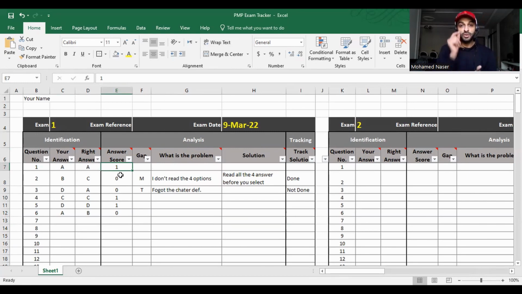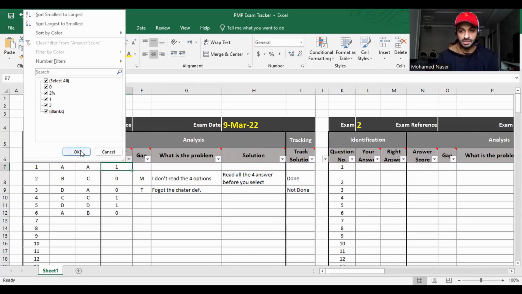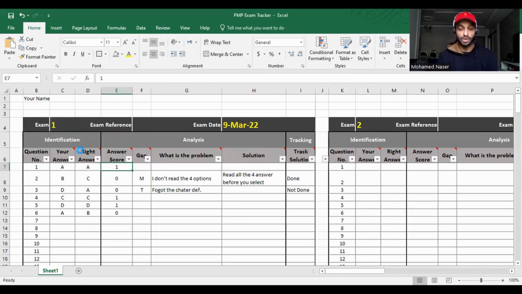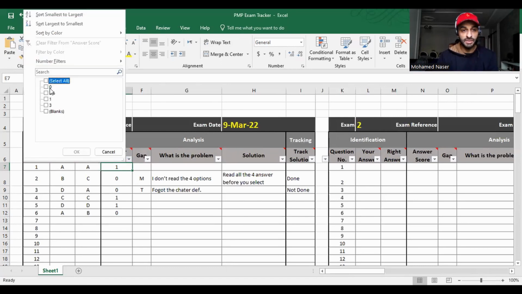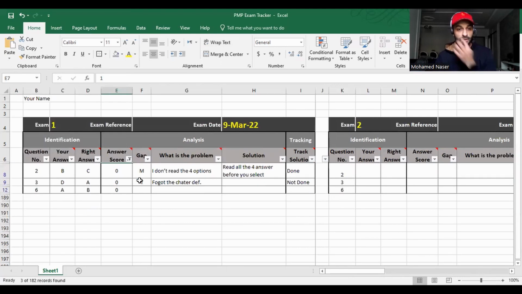For the right answer, you write 1. For the wrong answer, you write 0. And this will indicate the number of right answers and the number of wrong answers. Here is the point. After you do so for all the questions, you need to filter for the wrong answers. Only the wrong answers. So when you filter, you select 0 only, the 0 which is the wrong answer, by the way.